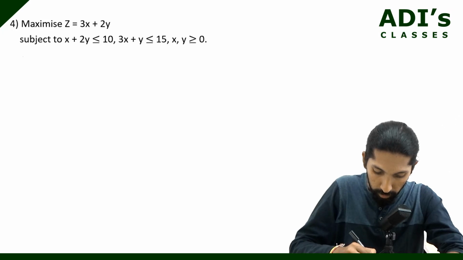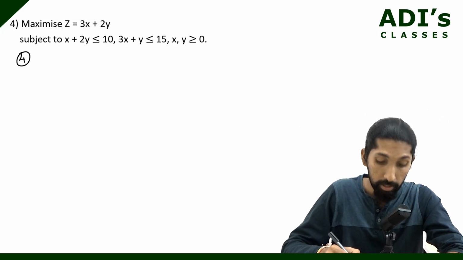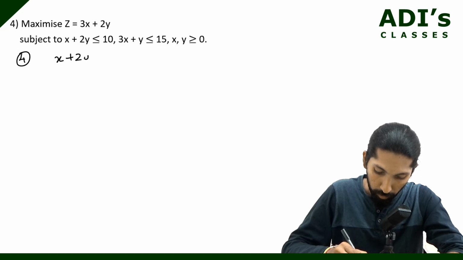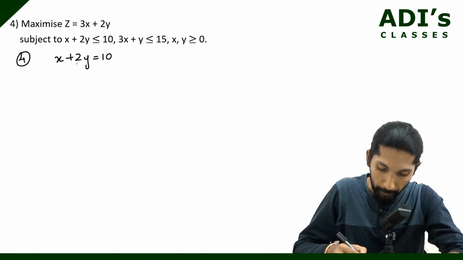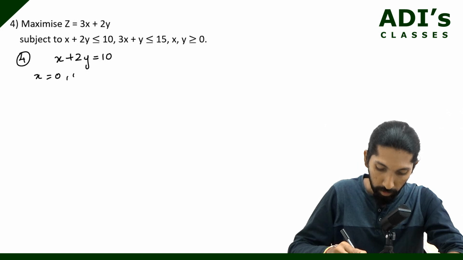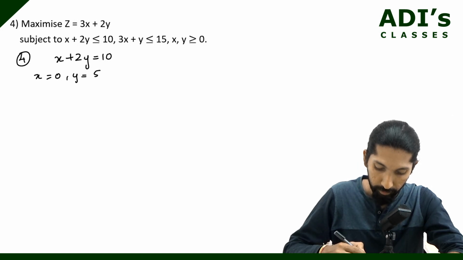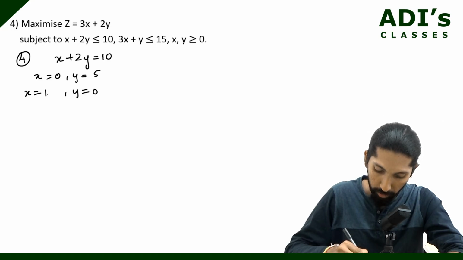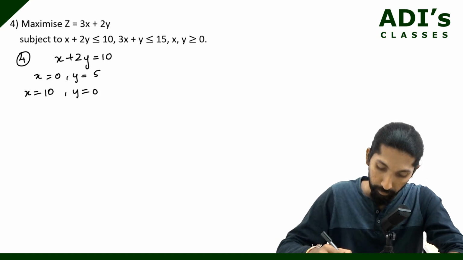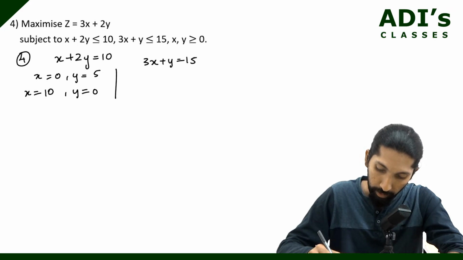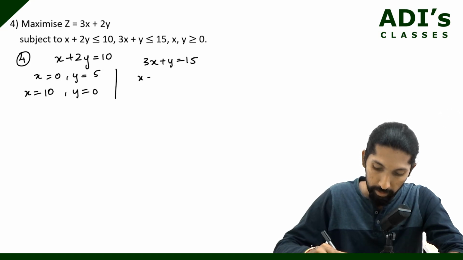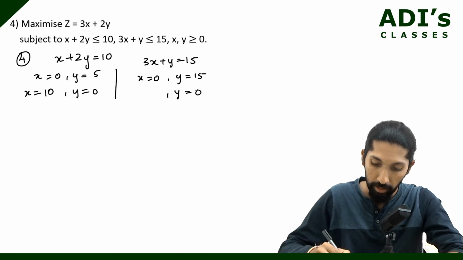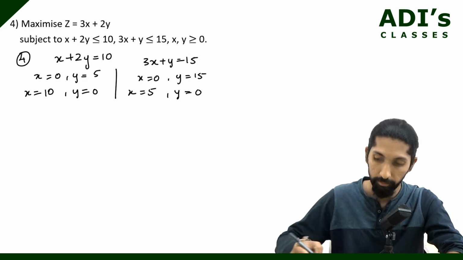See, in this one, we'll start with the constraints. x plus 2y is equal to 10. So take x as 0, y is equal to 5, right? Take y as 0, x is equal to 10, correct? The next one, 3x plus y is equal to 15. So take x as 0, y is 15. Take y as 0, x is equal to 5, correct?